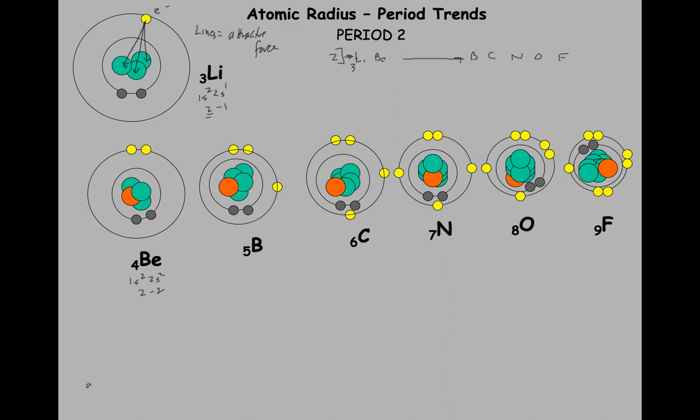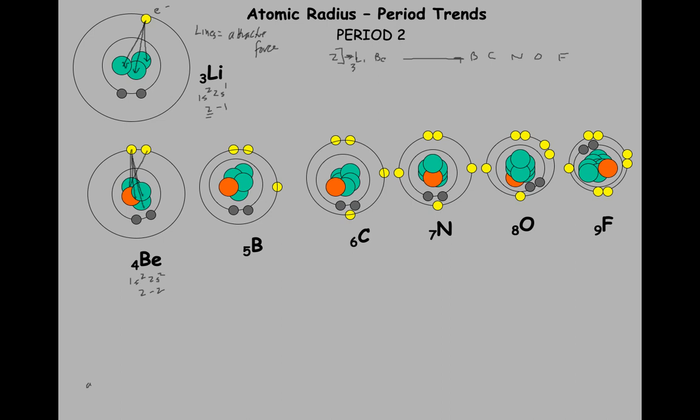Now, in beryllium, how is it different than lithium? Well, beryllium has one extra proton, right? And it has another valence electron. You're adding an electron and a proton. Well, how does this change the attraction? Let's take a look. Now you have this electron attracted to 1, 2, 3, 4 protons. And so does this guy.